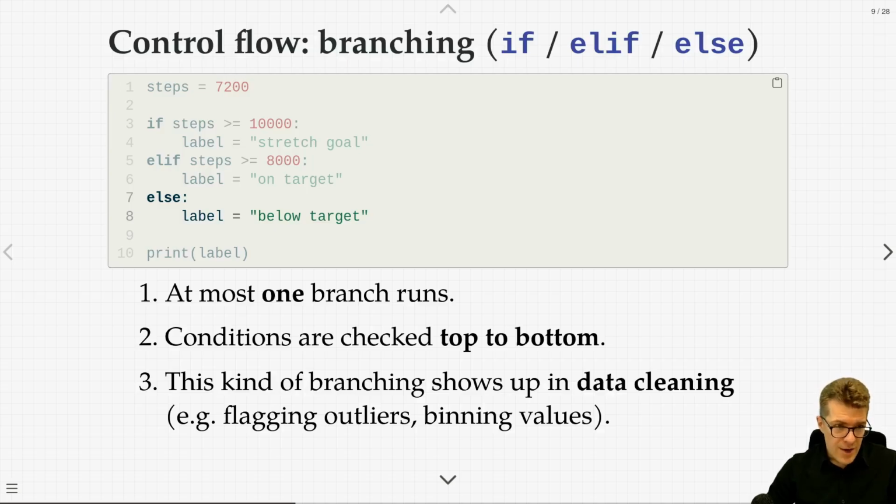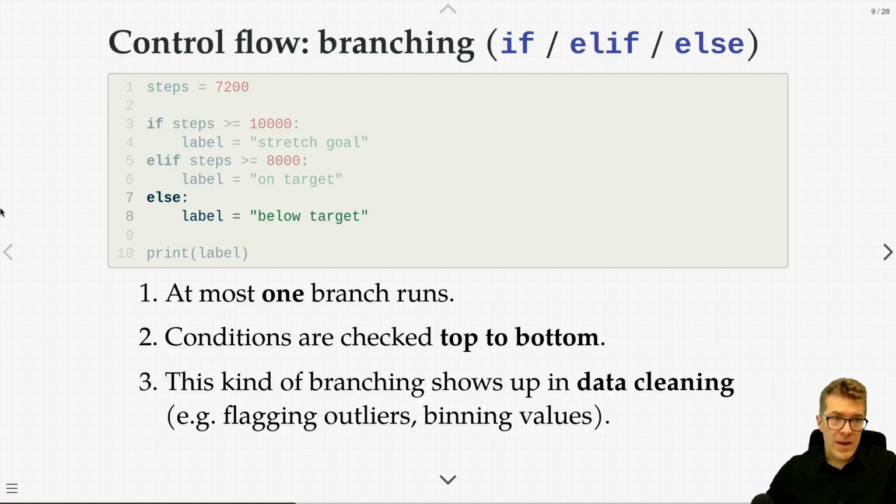Python doesn't require you to have this else statement. Maybe you want to do nothing at all if you've met neither your stretch goal nor your basic target, and you don't want to set anything to the variable label. So you don't necessarily have to have code for lines 7 or 8 for this to still be valid Python, but it's still good practice, as a data scientist, to account for all possibilities and write up all of these little blocks.